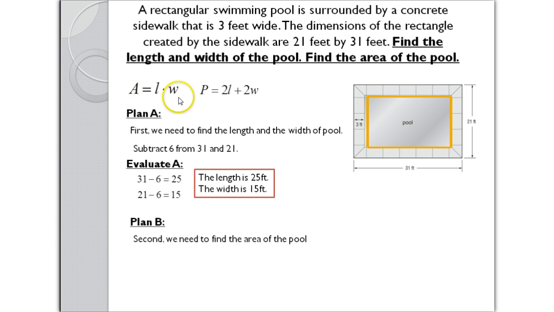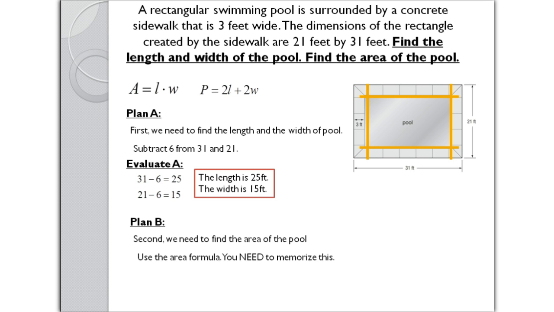Well, lucky for you all, I've listed the area formula up here. Area is just length times width. So, I'm looking for this entire area right here. Just the area of the pool, not the sidewalk. So I'm actually going to have to use the information I solved for in part A.